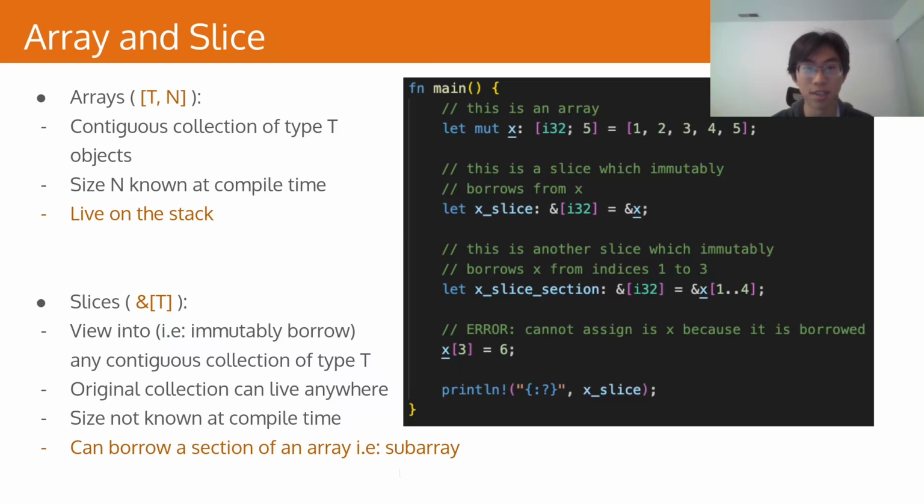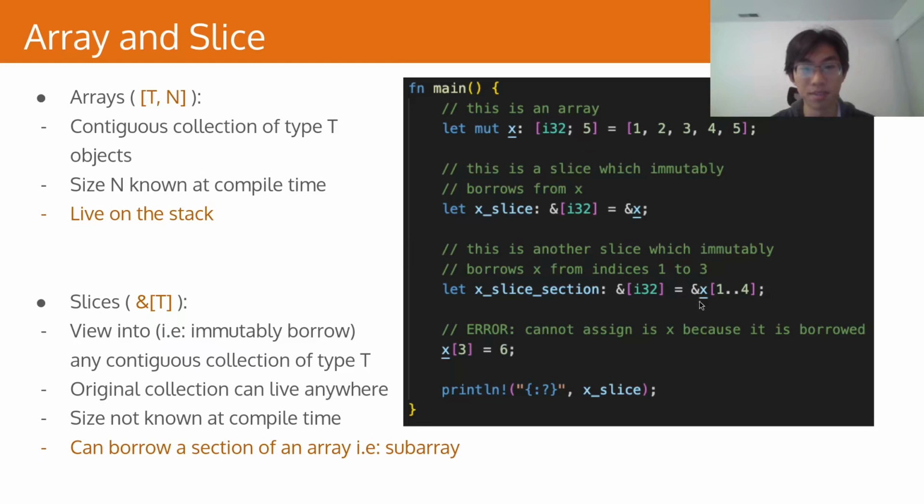To show what this looks like in code, here we first have a mutable array, and this array contains i32s, and there are 5 of them, right? And we see that's what's happening here. When we do this ampersand x, we can get a slice of i32s, and this is immutably borrowing from x. And by default, this will borrow the whole array, so it'll borrow all 5 elements.